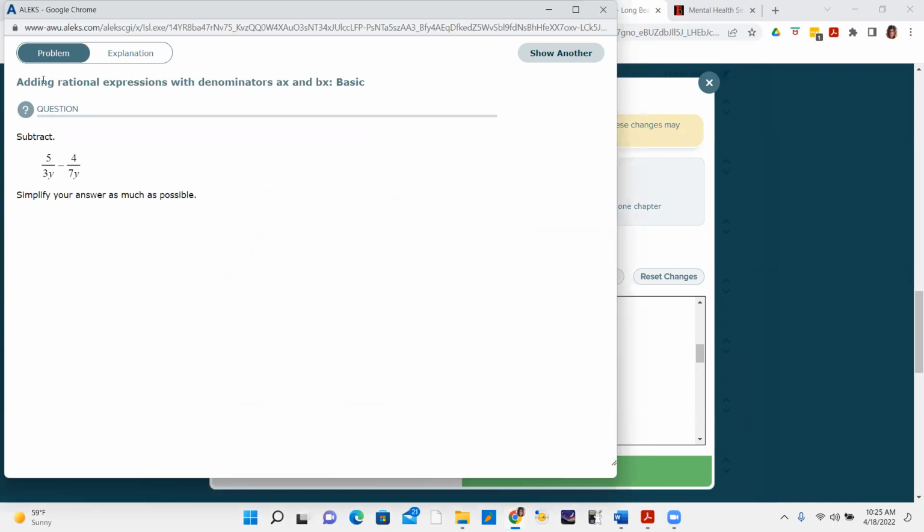So all of these are really adding or subtracting, because you could think of this as adding a negative fraction. But these two do not have the same denominator. So you need to find a common denominator, the least common denominator. And the least common denominator, you need a factor of 3, a factor of 7, and a y. So it's 21y. So we need to write both of these with 21y on the bottom.